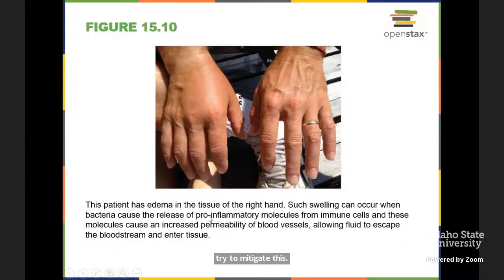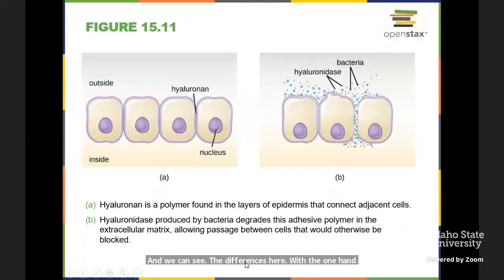So the microbes, lots of bacteria and other players, not to mention our own immune response and a handful of different types of white blood cells that are also releasing pro-inflammatory molecules, truly start to establish a situation where we're trying to combat whatever that infectious agent is. And we can see the differences here with the one hand having some edema within there.